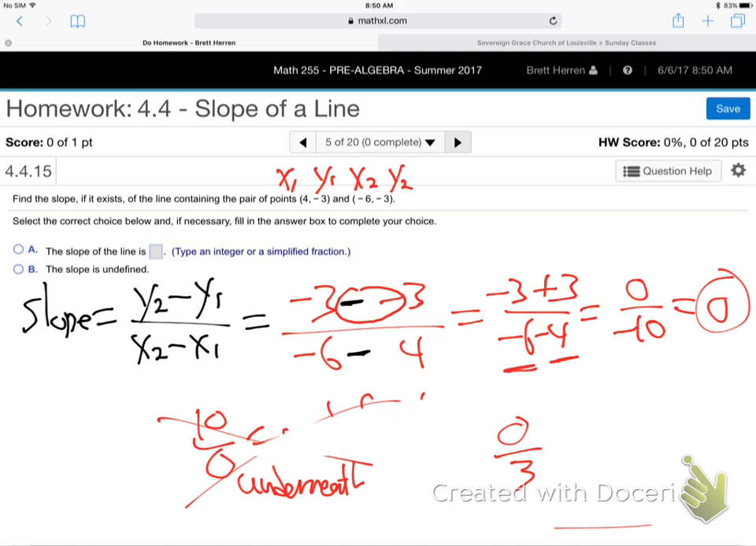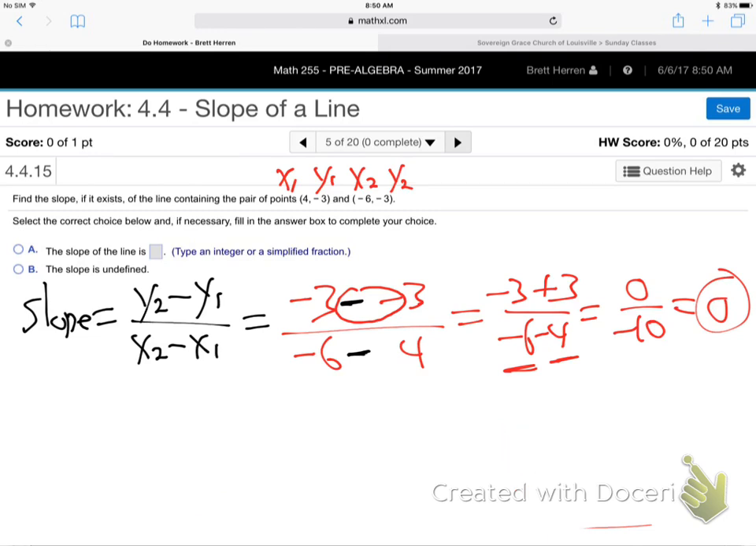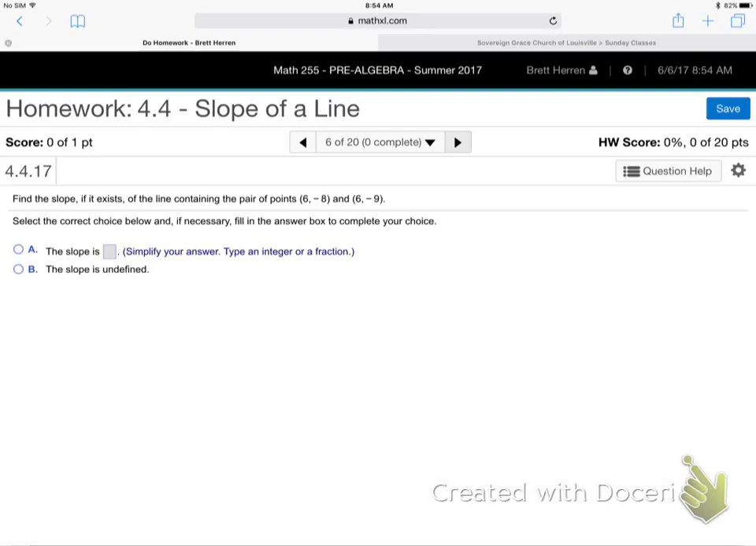This one is not that. Get rid of that part there. All right, so let's move on. There you go. Okay, so try that one. Find the slope between those two.